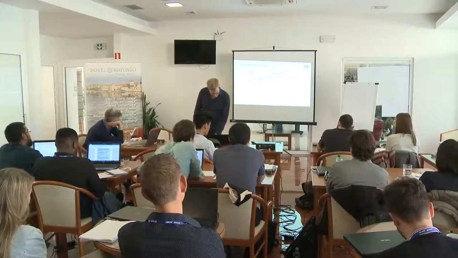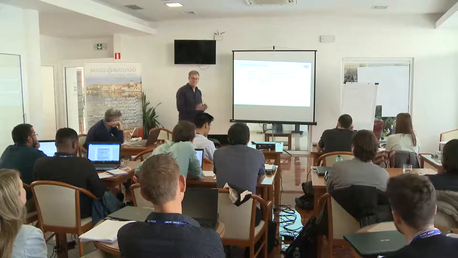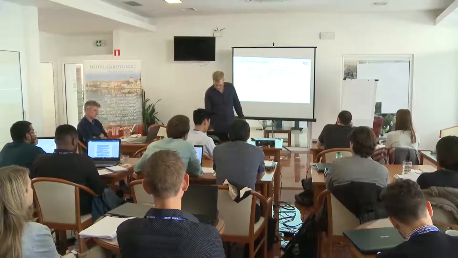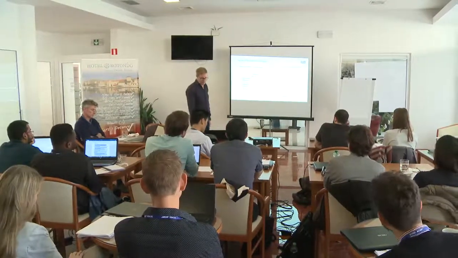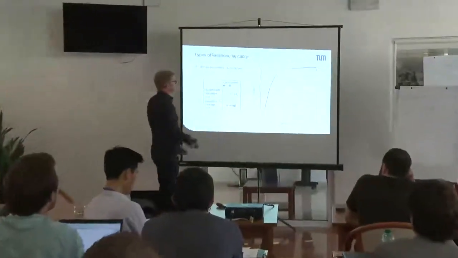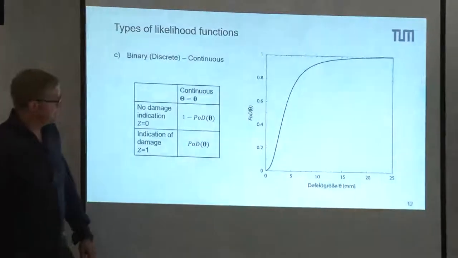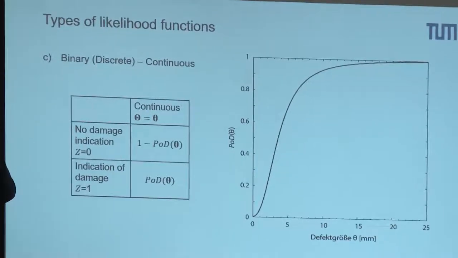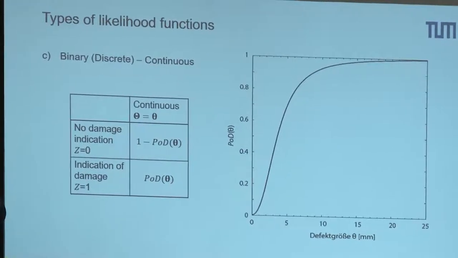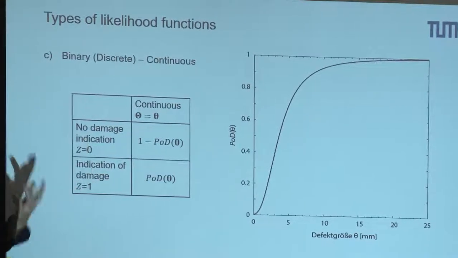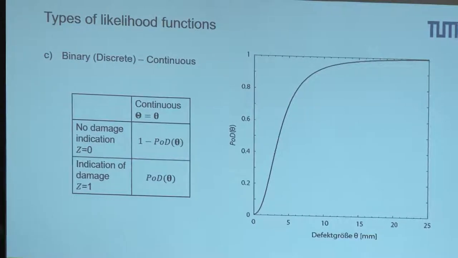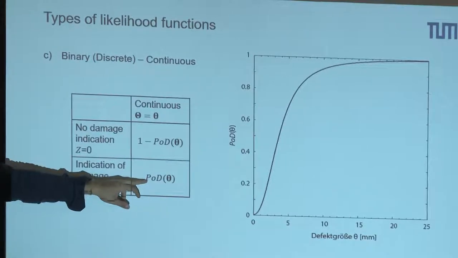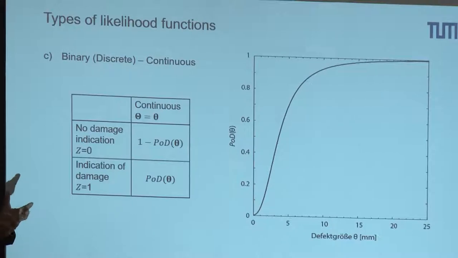Okay, then we have case C. Case C is that now we have a continuous state, but our observation is only binary. And that would be something that looks like this. So theta is kind of continuous, and then we have here a function, which we typically call POD, the probability of detection. I'd rather call it probability of indication, but people call it probability of detection. More strictly, it's indication, because it's a bit difficult to say detection.